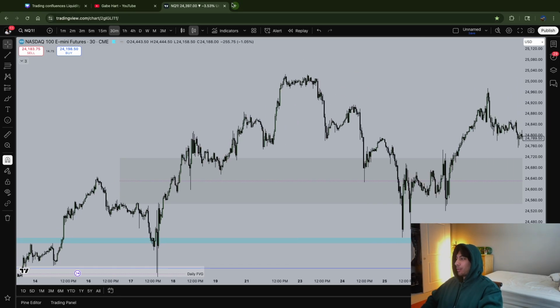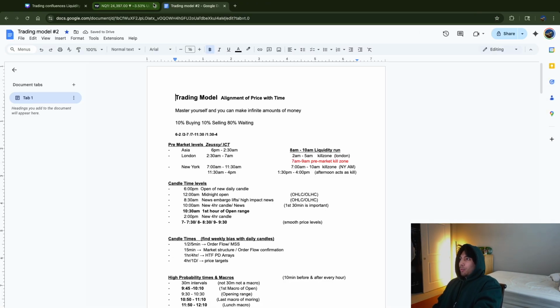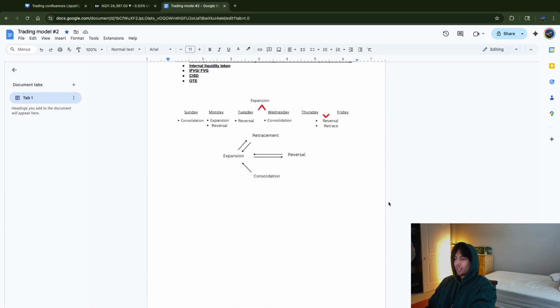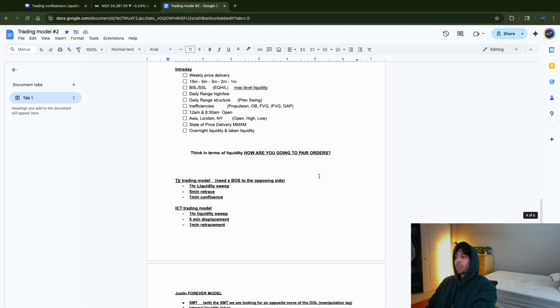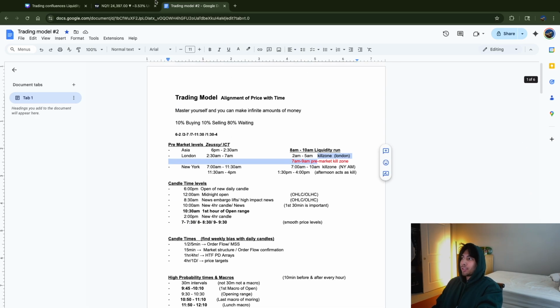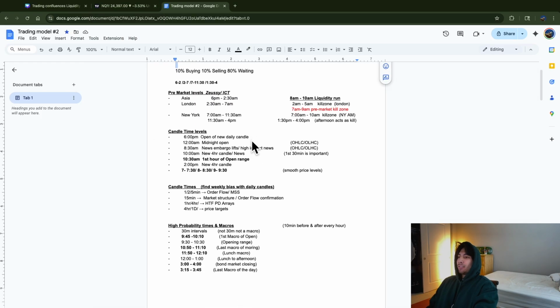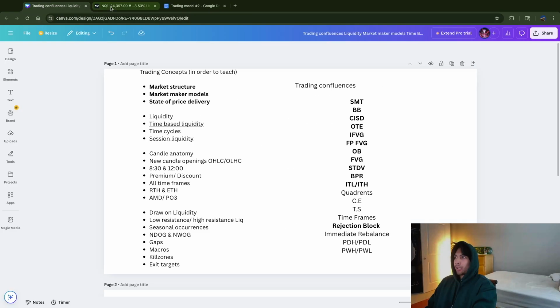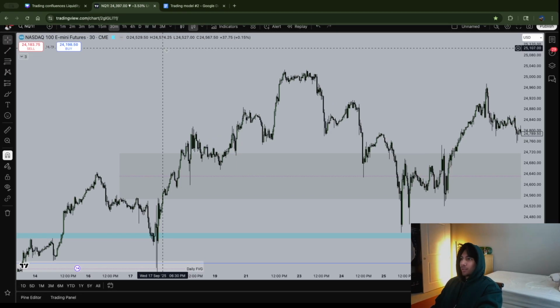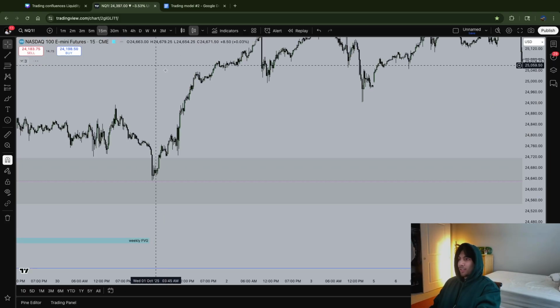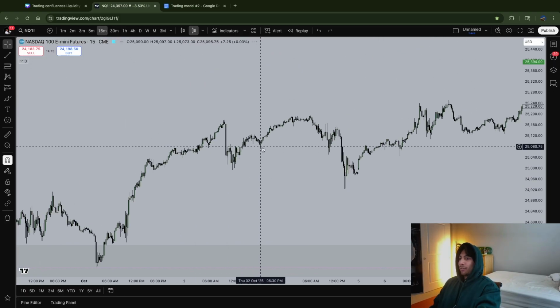All right, so we're pulling out the cheat sheet. This is basically my trading model that I made a couple months ago, at the beginning of the year. I had one for last year, but I ended up adjusting it, so it turned out to be this. It's very in depth: what times of the day are very, very important. Let's start with the sessions. The sessions of the day I want you to remember are very, very important.